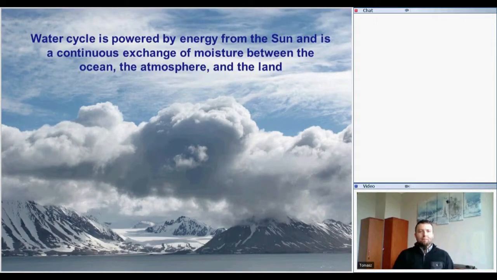The water cycle is powered by energy from the sun, and is a continuous exchange of moisture between the ocean, the atmosphere, and the land. Here is a picture where you can see a fjord, some mountains, and clouds in the atmosphere. So you can see water in each state: liquid in the fjord, solid as snow cover or glaciers, and also water vapor in the atmosphere.